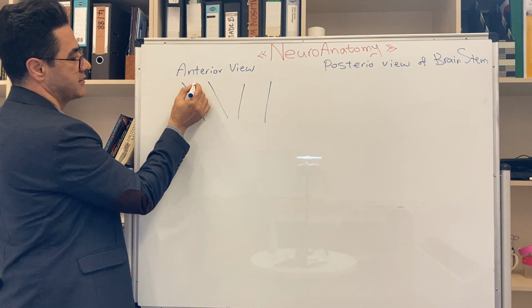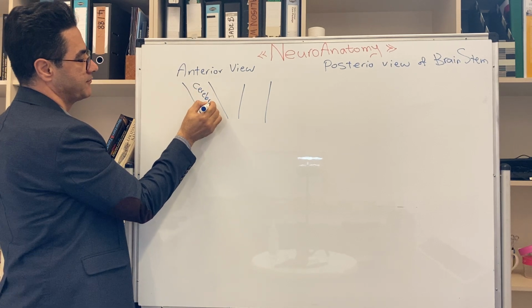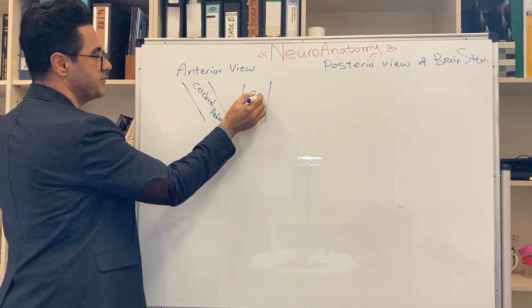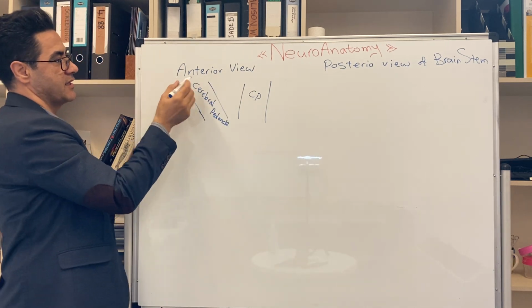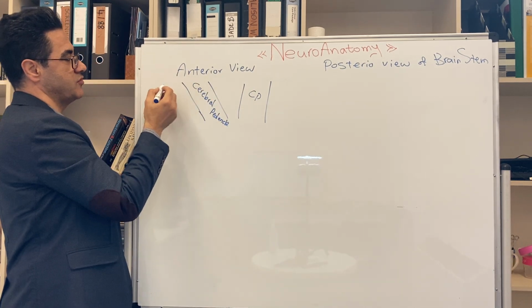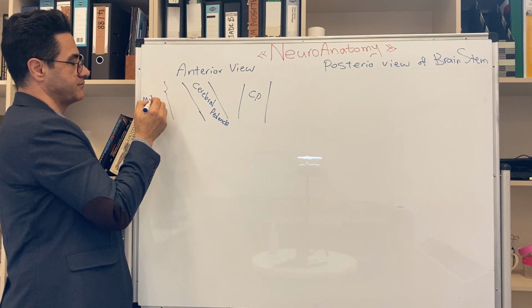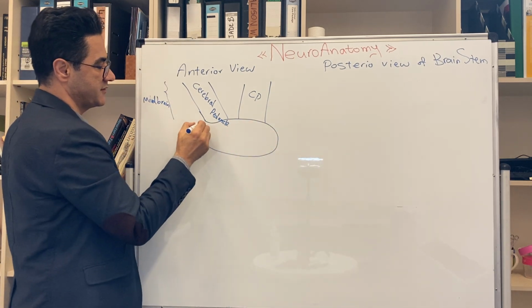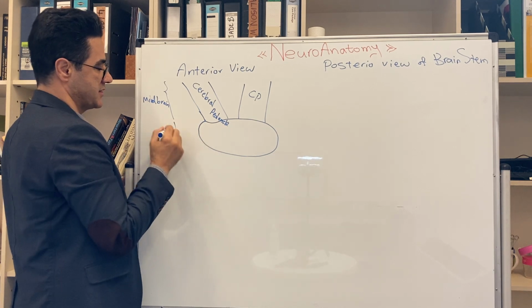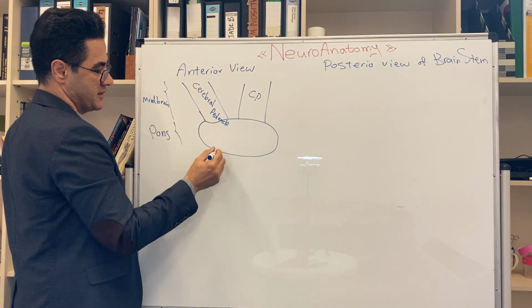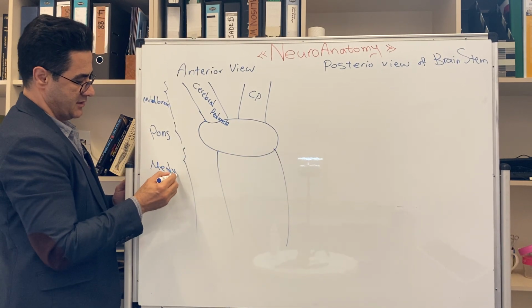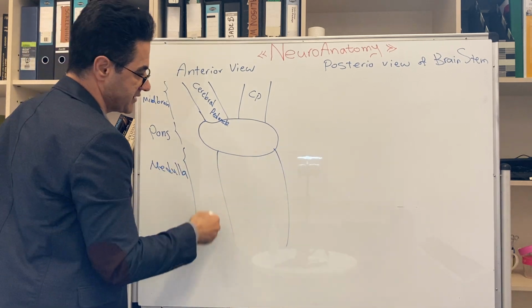They are called cerebral peduncles. So cerebral peduncles, they act like a highway, and you can find them on the anterior view of the midbrain. Midbrain. Then at the middle, we have this more prominent structure, which is called pons. And down here, you can see medulla oblongata. So this is a medulla.